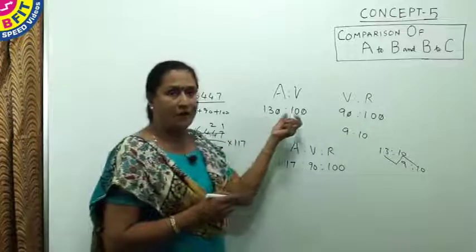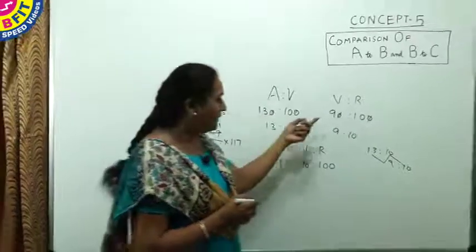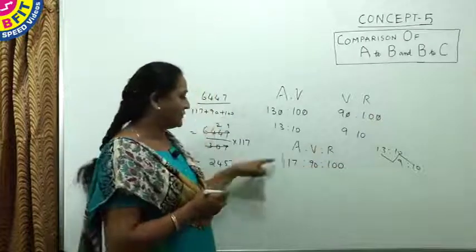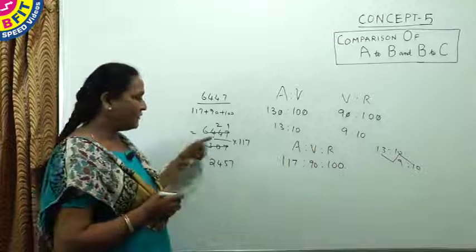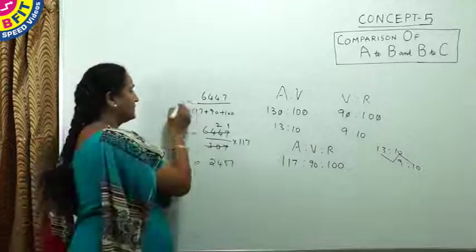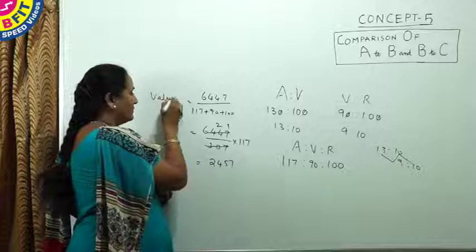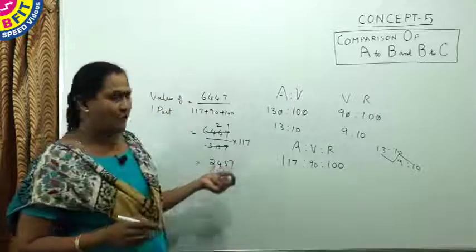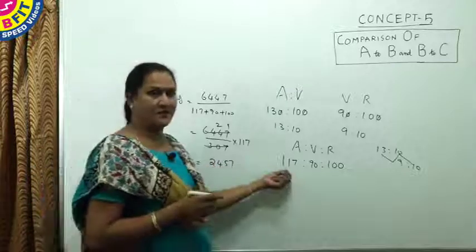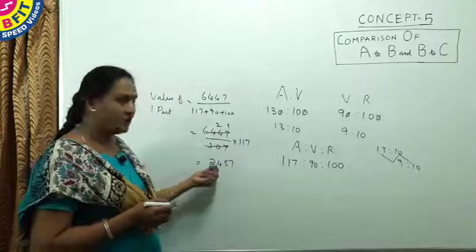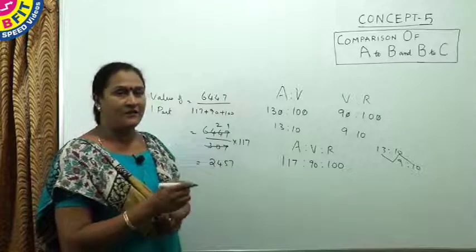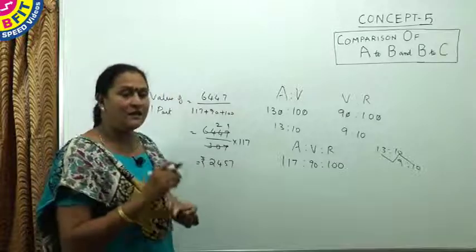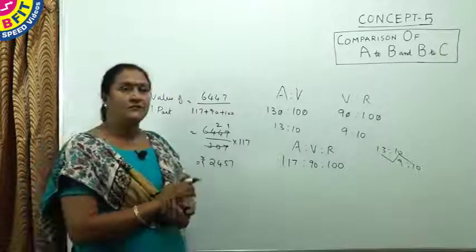Now here we have got the ratio between Aman, Vimal and Raman and combined it to a single ratio, and dividing the total expense by the sum of this ratio, the value of one part is got. After dividing this and multiplying accordingly, as Aman's expense is asked, into 117, Aman's expense is got as 2,457 rupees. And option B is the answer. So we'll see the next concept.